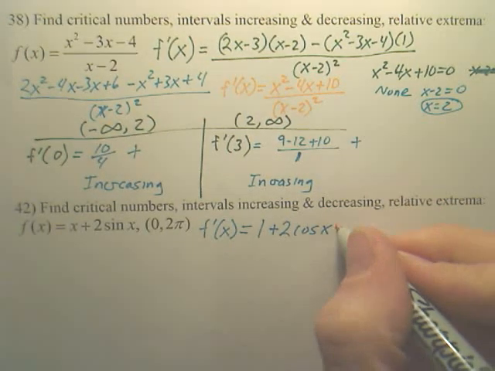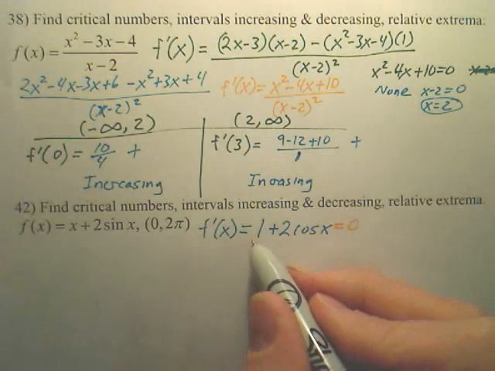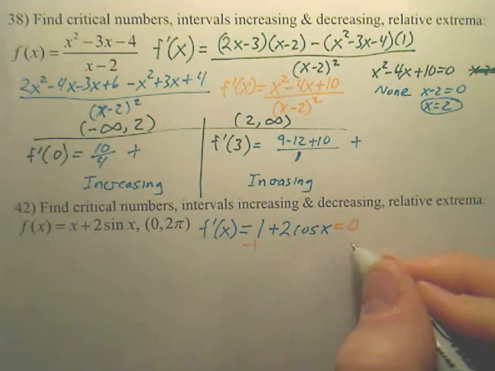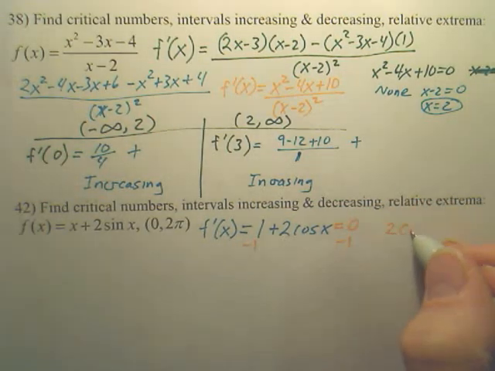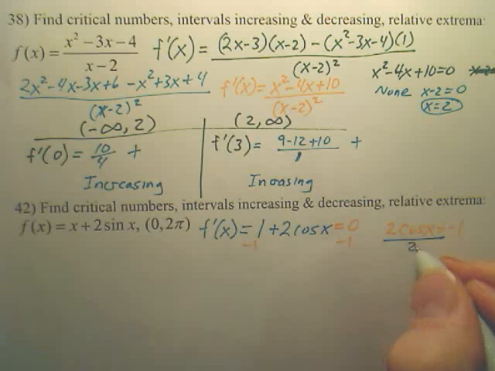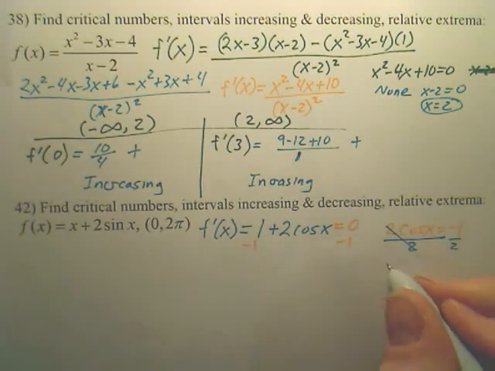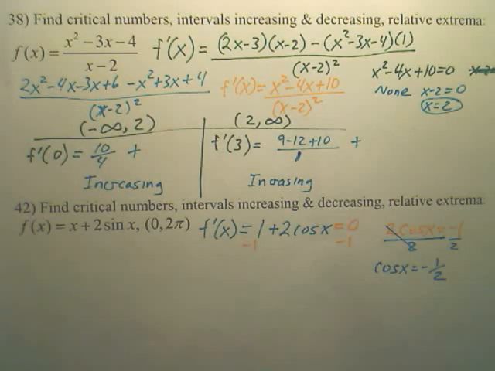You're going to set that derivative equal to 0 to find critical numbers. And when you do that, you're going to subtract the 1 over, and you get 2 cosine x equals negative 1. Then you're going to divide by 2, and you get cosine x equals negative 1/2. The reason I did that is you can actually find out on a unit circle when cosine is negative 1/2.